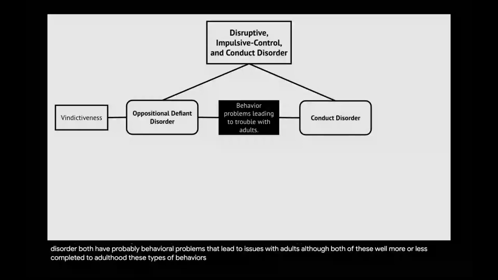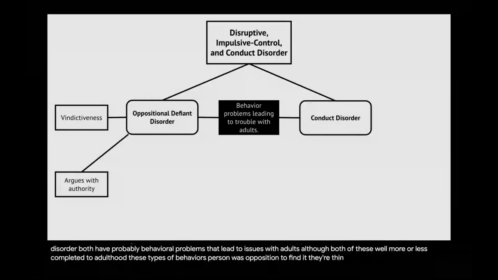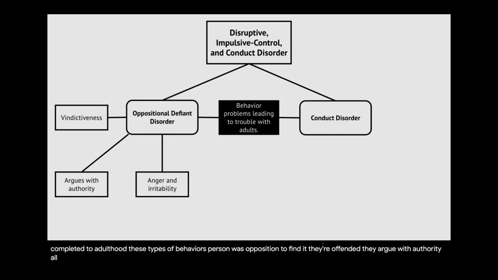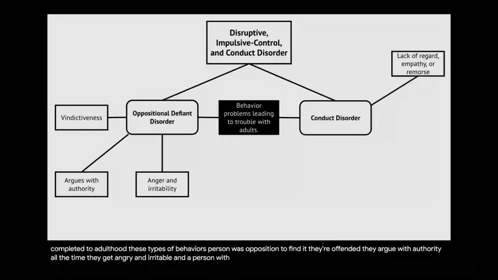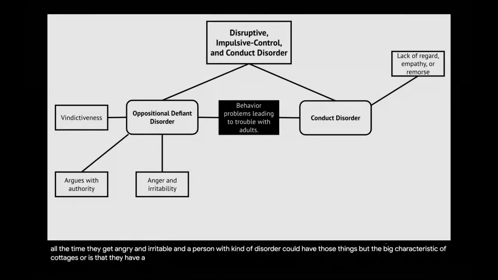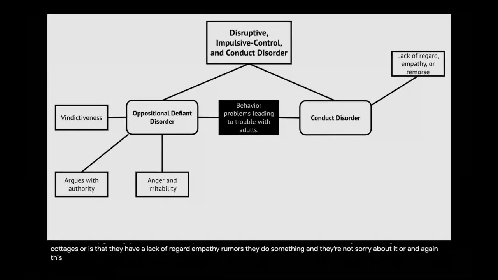A person with oppositional defiant disorder is vindictive. They want to get even. If they're offended, they argue with authority all the time. They get angry and irritable. And a person with conduct disorder could have those things, but the big characteristic of conduct disorder is that they have a lack of regard, empathy, remorse. They do something and they're not sorry about it. And again, this is the extreme version of this. I'm talking about the extreme manifestations here.